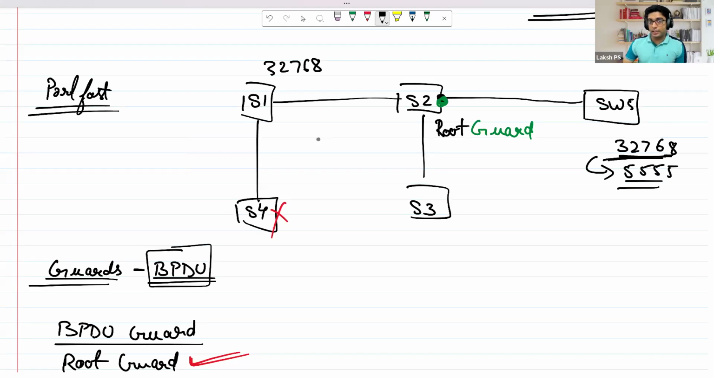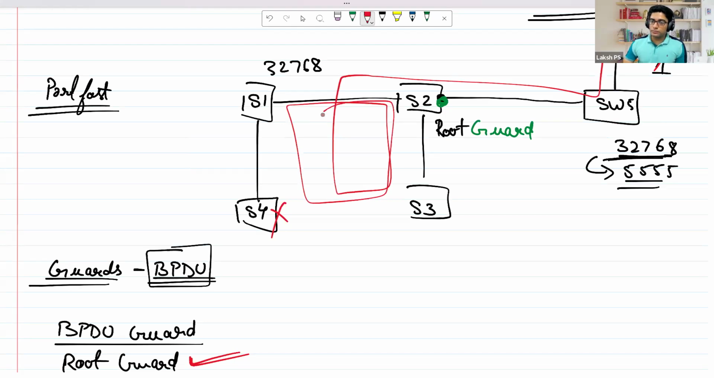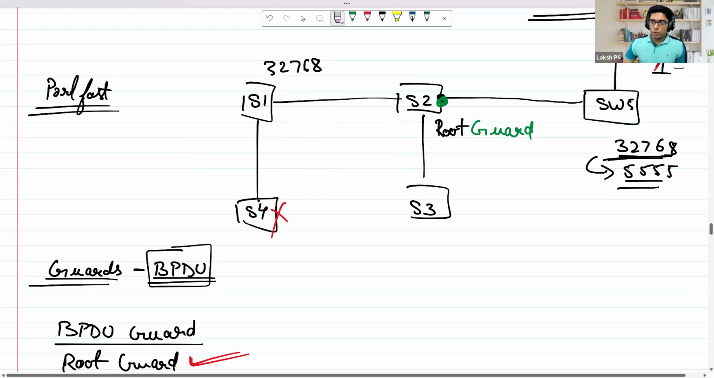Switch 5 gets connected to your network. This is a problem. Let's say I have a PC connected over here. Okay, this guy is a threat. He's an intruder. He can increase switch 5's priority and get connected to switch number 2, thereby gaining access to the network. So it's a problem. So in such a scenario, what are you supposed to do?